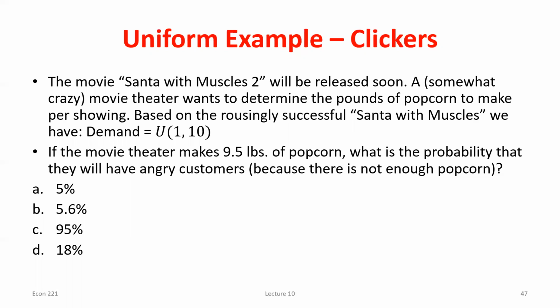It's a little bit tricky whenever my interval ends or begins with my maximum or minimum value. So notice here, I said the only amount of demand that they wouldn't have made enough for if they made 9.5 is anything above 9.5, but below 10, right? We're capped at 10.